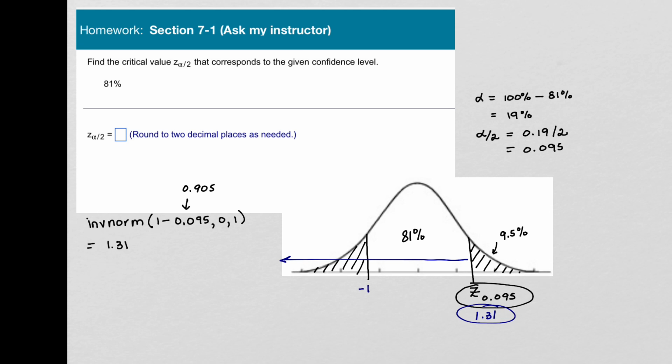This value would be a negative 1.31, but because we're going to use this z sub alpha over 2 in order to get the sample size needed to estimate the population proportion, then I really only care about the positive value. So that's how you do that problem.